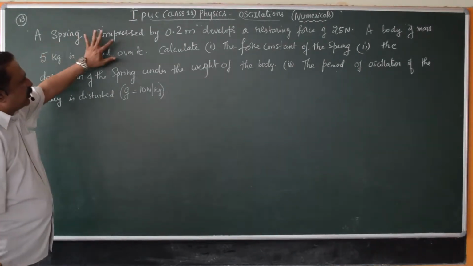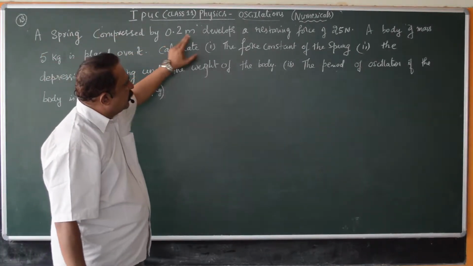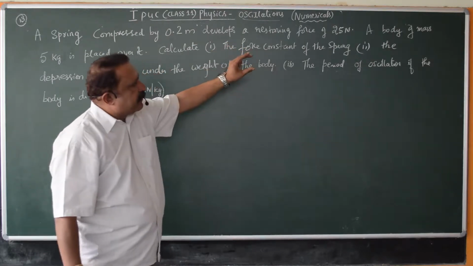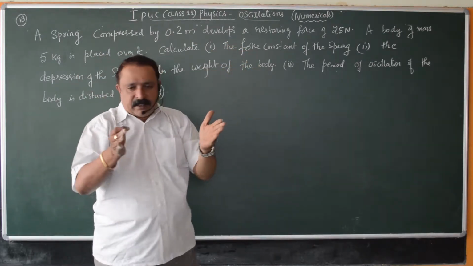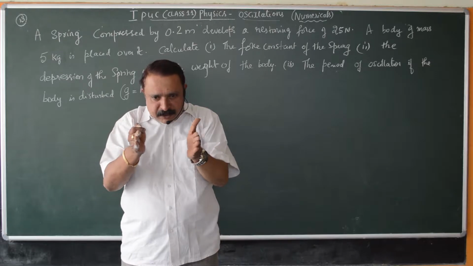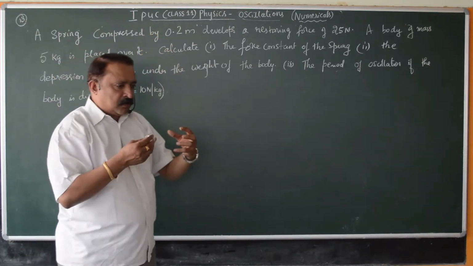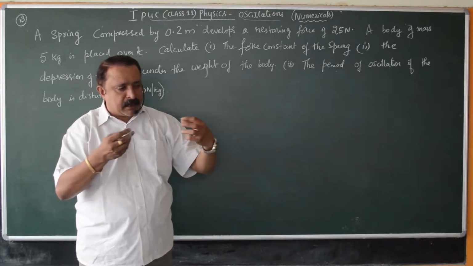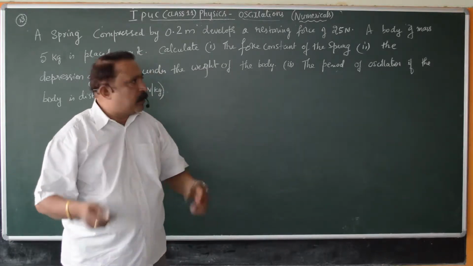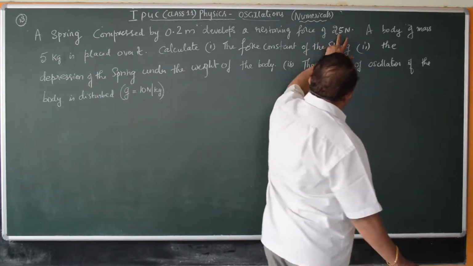A spring compressed by 0.2 meter develops a restoring force of 25 newtons. Now, there is a spring. It is compressed by 0.2 meters. So the spring tends to come back to its original position. So it has got a restoring force, and how much is it? 25 newtons.